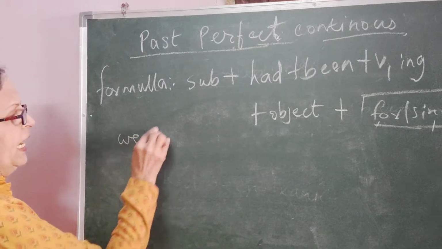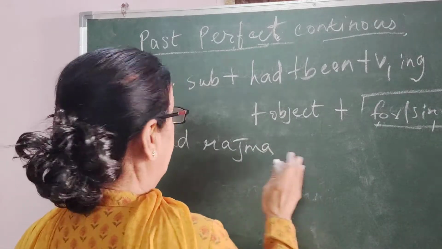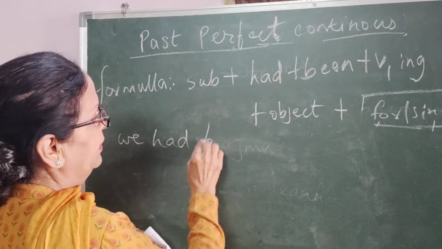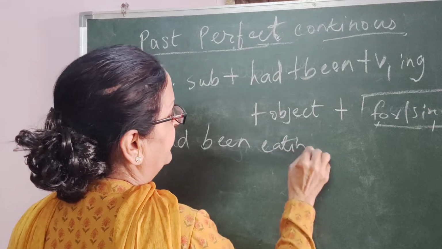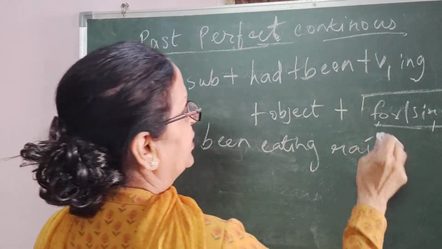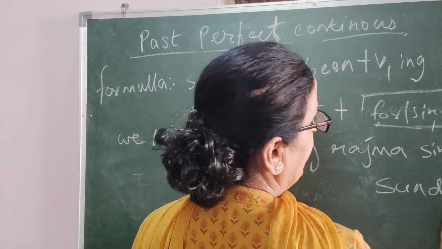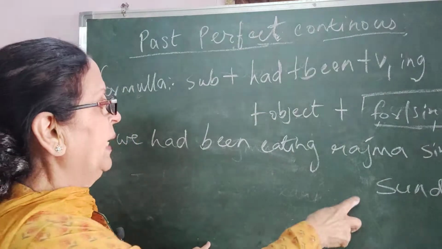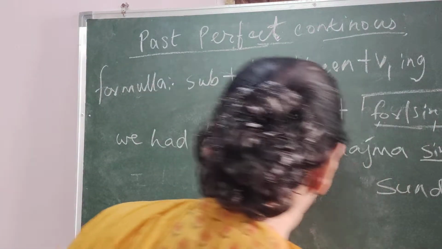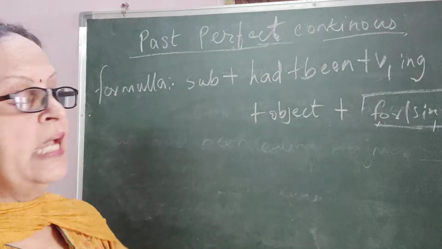If I say we had been eating Rajma since Sunday. अब Sunday तो fix है. Comes after Saturday and before Monday. So that's why I have used since here. I hope you get my point. Try to make more and more examples so that it is very easy for you to use since and for.